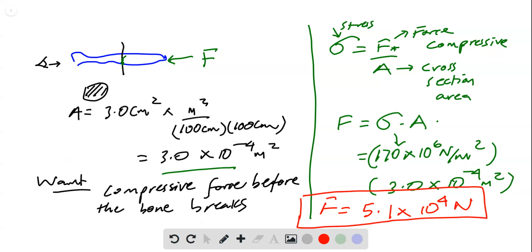So again, our goal was to determine the compressive force, given that the stress that it can take is 170 times 10 to the 6 Newton per meter squared. The cross-sectional area is 3 centimeters squared, and we transform that to meters squared by conversion units. These 2 centimeters are going to cancel that out, and so our formula becomes meters squared.